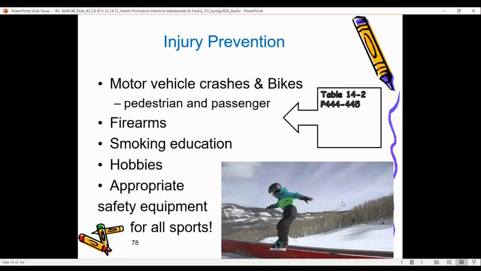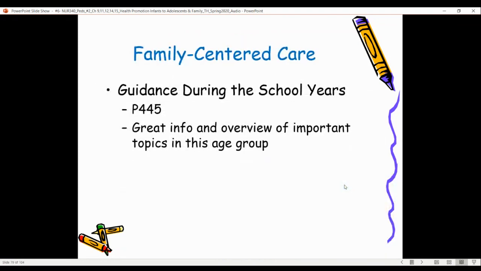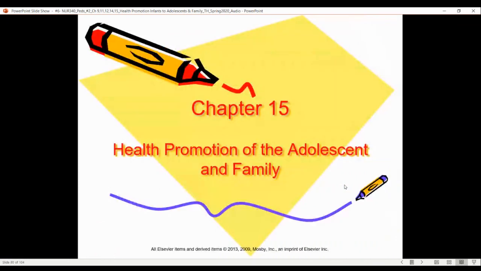Hobbies, safety around hobbies. And I've got a picture with the kid on their snowboard here. Helmet safety. The other thing that we encourage are wrist guards at this age, because they do break their wrist more frequently. So just proper safety equipment and car seat safety like we talked about before. And then family centered care is 445. And our adolescents. Last 30 minutes, guys.